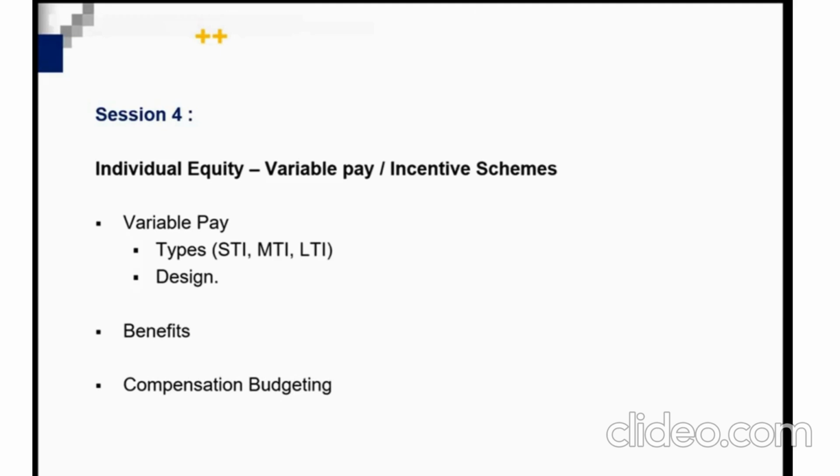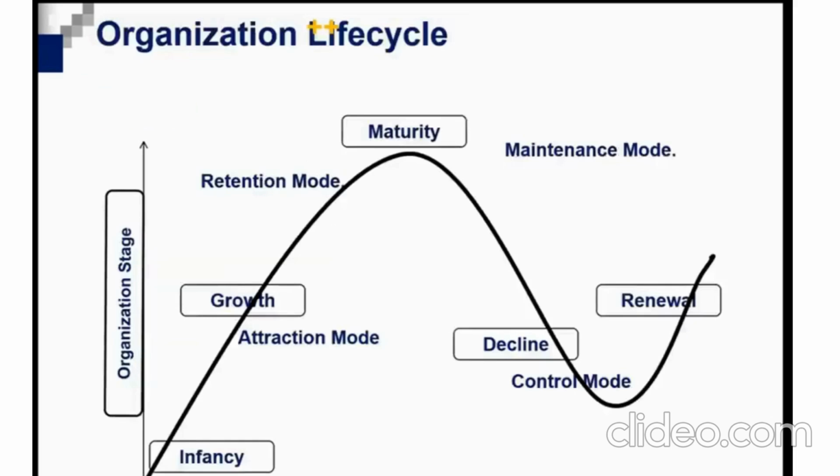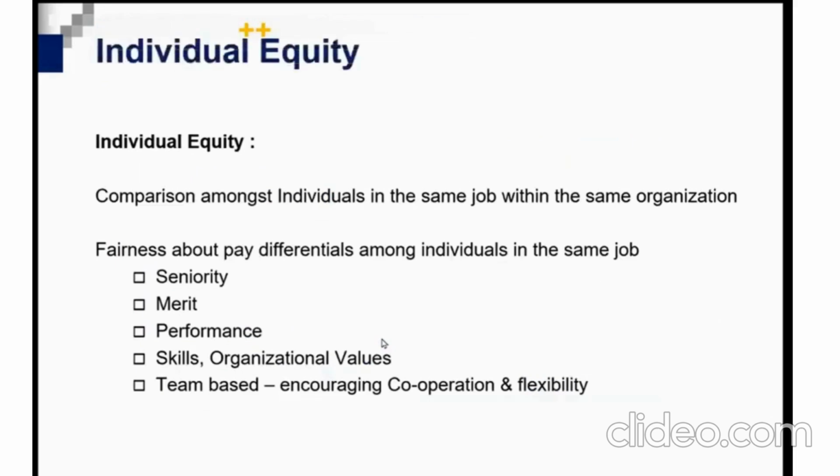So when we talk about individual equity, what does it mean? That means pay differentials among two people. If you recall my first session, what did I say? If two individuals are in the same job, but some are doing more work, or some are more experienced, or some have many more certifications, how does the organization then compensate them? So how do we compensate two individuals who are in the same job?